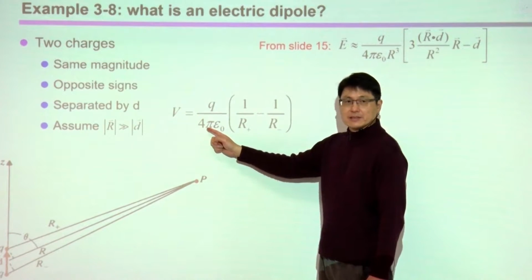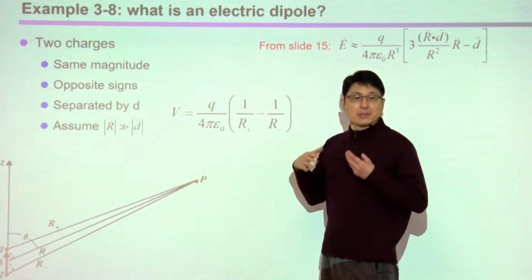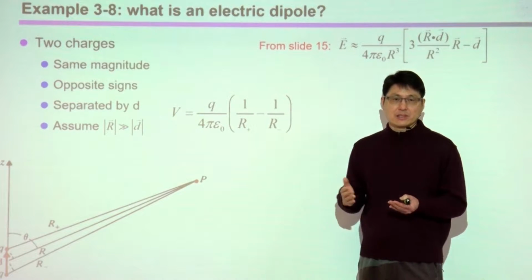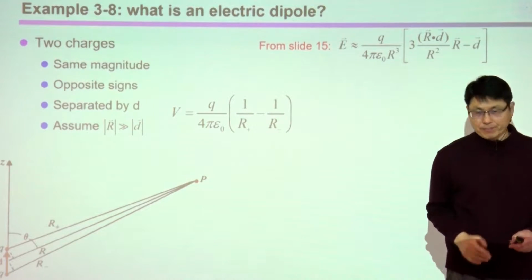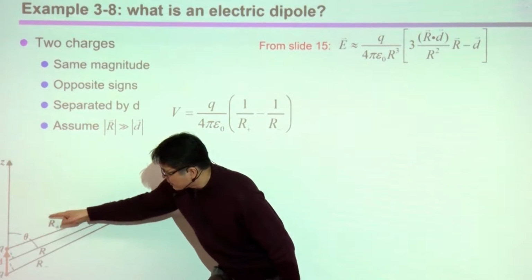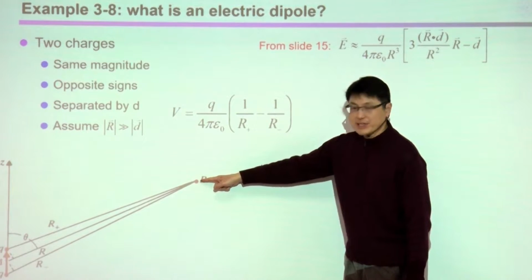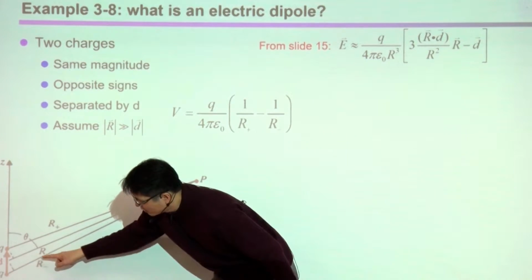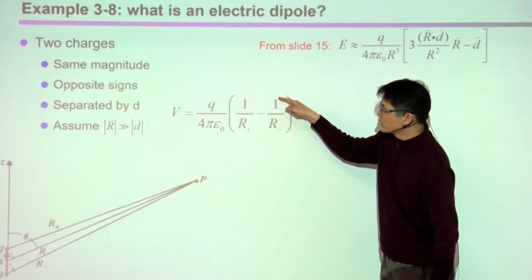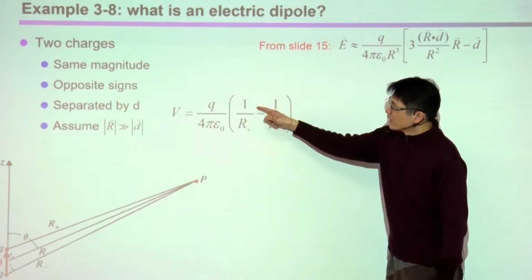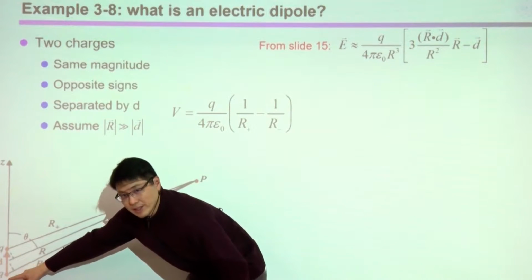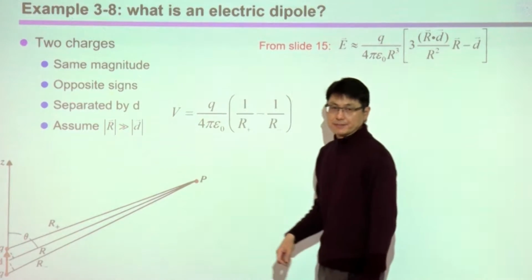When we calculate the electric potential, remember, the potential is a scalar and is only 1 over r dependence. So everything is much more simplified. The distance from the observation point to the positive charge is called r plus. The distance from the observation point to the negative charge is called r minus. So that's what I have, 1 over r plus minus 1 over r minus. Here you have a minus sign because this charge is having a minus sign.